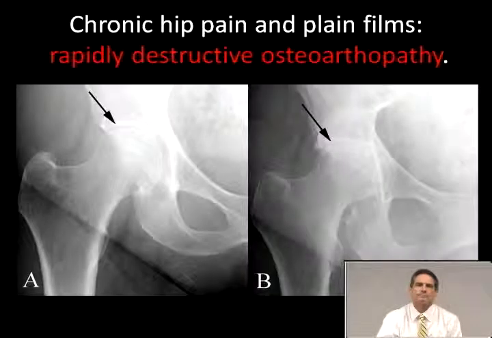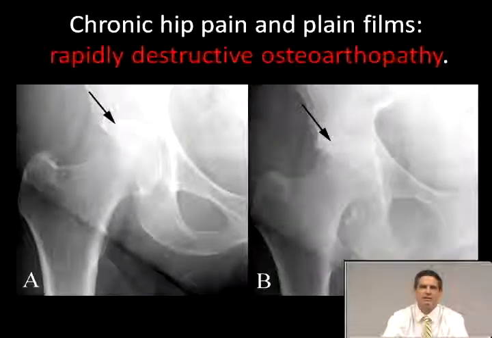Plain films can demonstrate some processes which usually trigger further evaluation, like rapidly destructive osteoarthritis. Here you see images obtained over a 6-month interval with joint narrowing on the one on the left, marked A, more joint narrowing, marked B, and progression of joint narrowing with persistent pain.